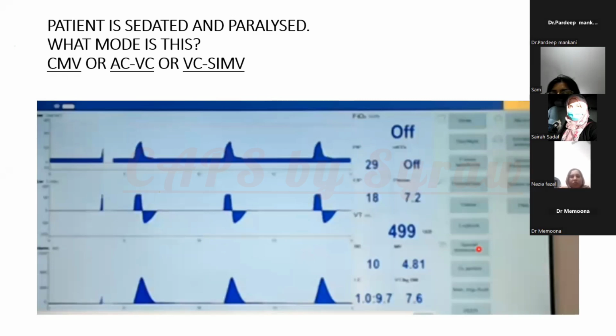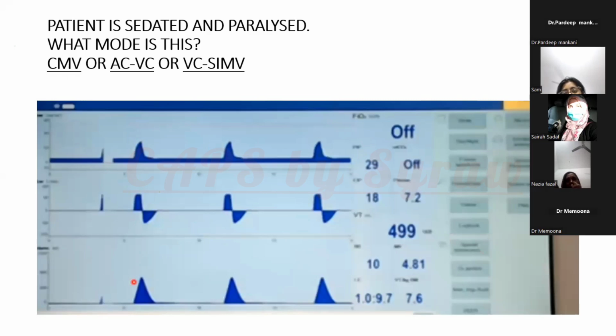paralyzed, if the patient does not have any respiratory activity, all these three modes will act and look similar. Because in all these three modes, we will set a tidal volume and a respiratory rate. And these all three modes will look similar in all the three graphs of pressure, flow, and volume. The difference occurs when the patient has spontaneous activity.